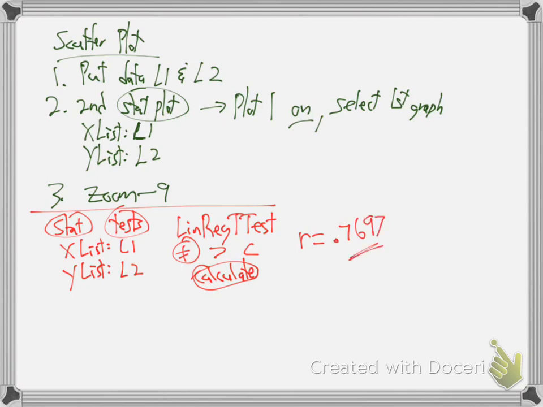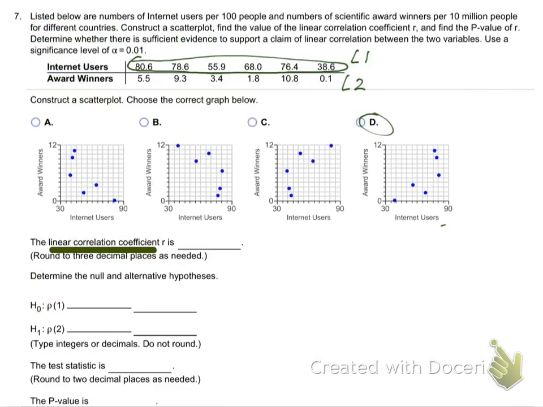0.7697. Is that what you said? Yeah, don't we round that? Yeah, however far they say. What do they say? 3 places. So 0.7697. So let's round that to the third. Here, remember how rounding works?